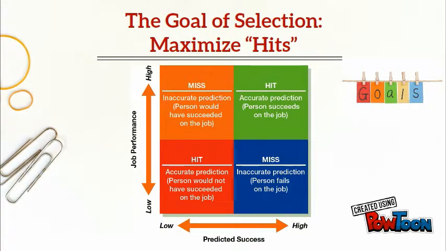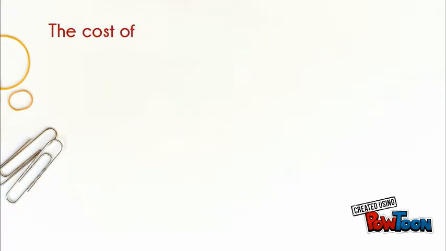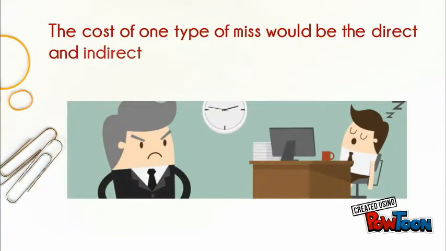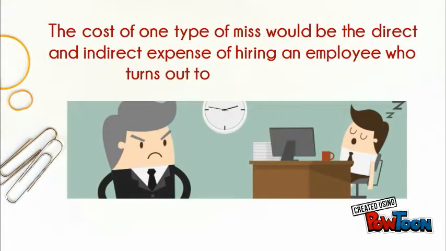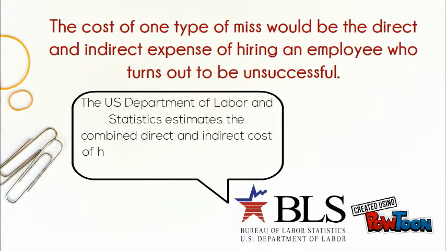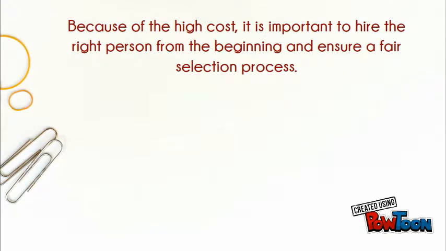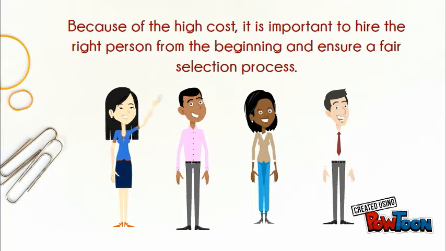As shown in the figure, the goal of selection is to maximize hits and avoid misses. Hits are accurate predictions and misses are inaccurate ones. The cause of one type of miss would be the direct and indirect expense of hiring an employee who turns out to be unsuccessful. The U.S. Department of Labor Statistics estimates the combined direct and indirect cost of hiring someone new can reach upwards of $40,000. Because of the high cost, it is important to hire the right person from the beginning and ensure a fair selection process.